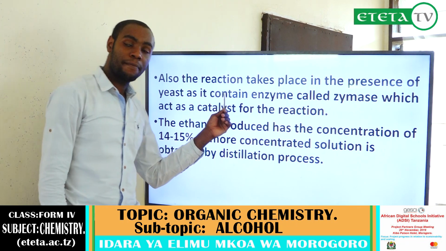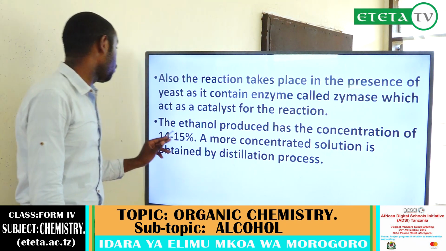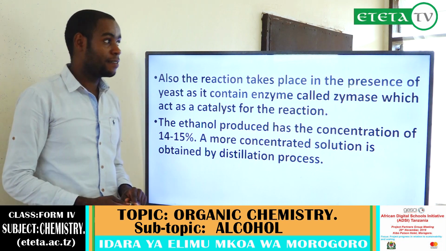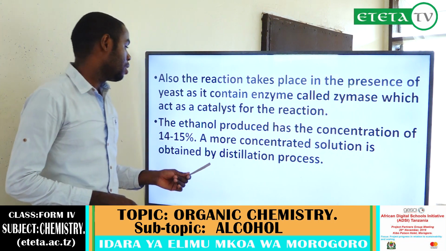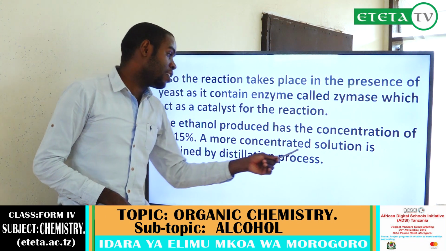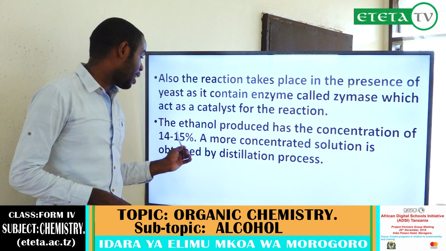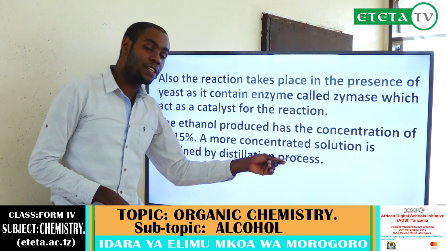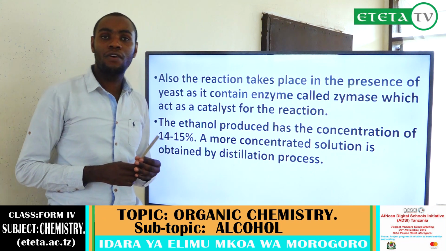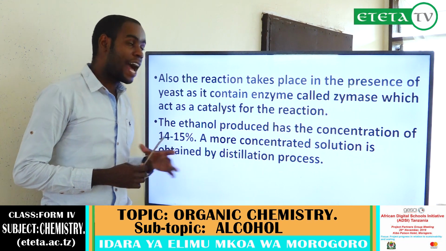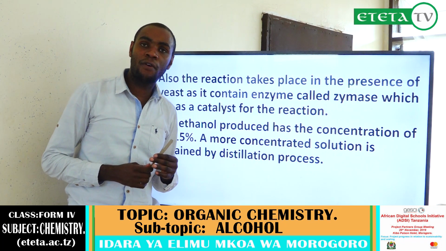The ethanol produced through this process has a concentration of 14 to 15 percent. A more concentrated solution is obtained by the distillation process. So after this process, we take the product and through distillation we obtain ethanol of high concentration. These are the processes of producing alcohol or ethanol in the laboratory.